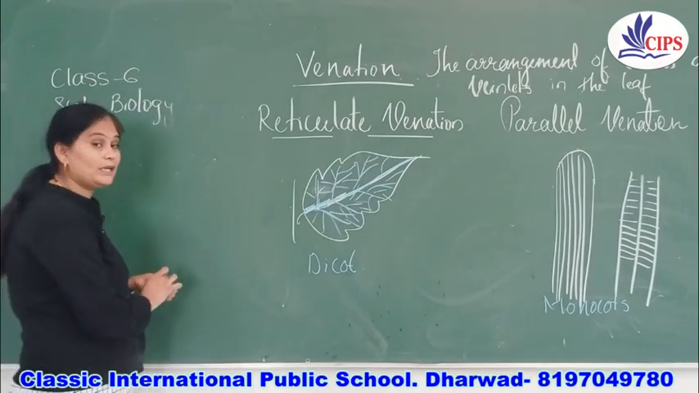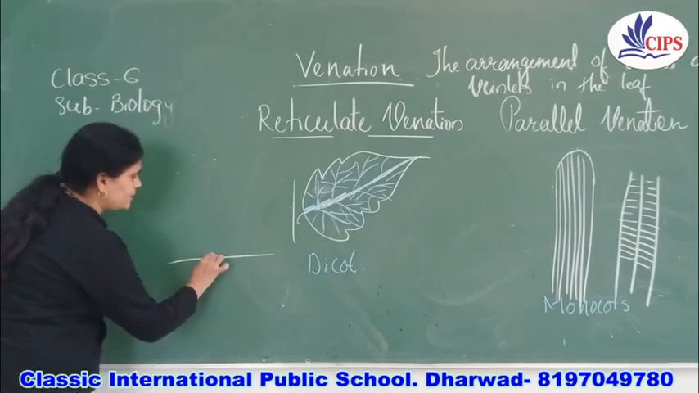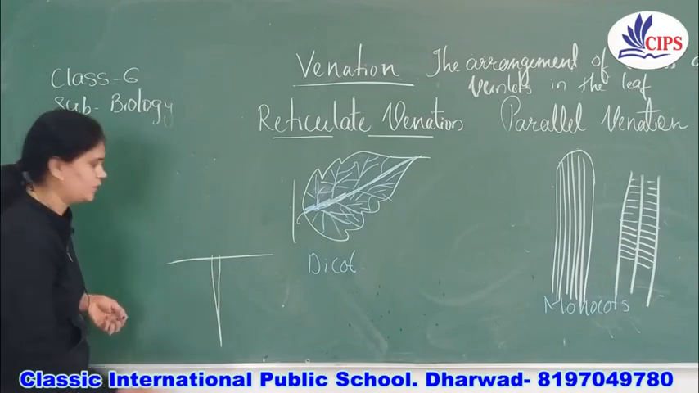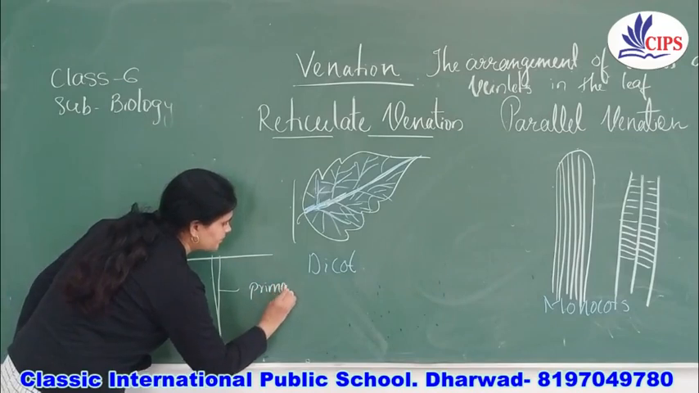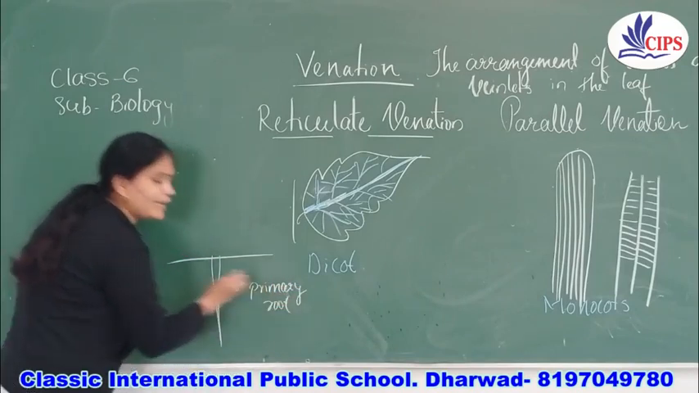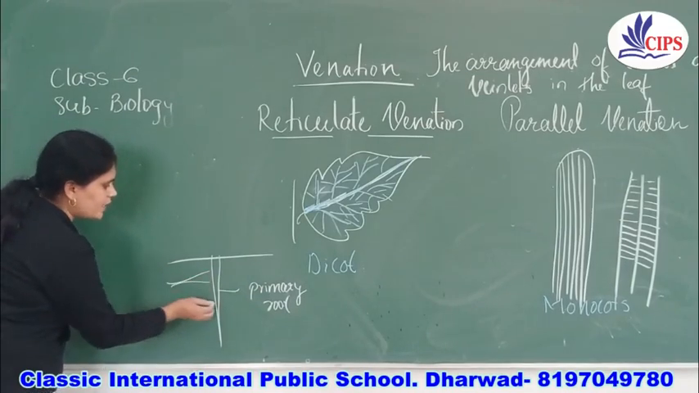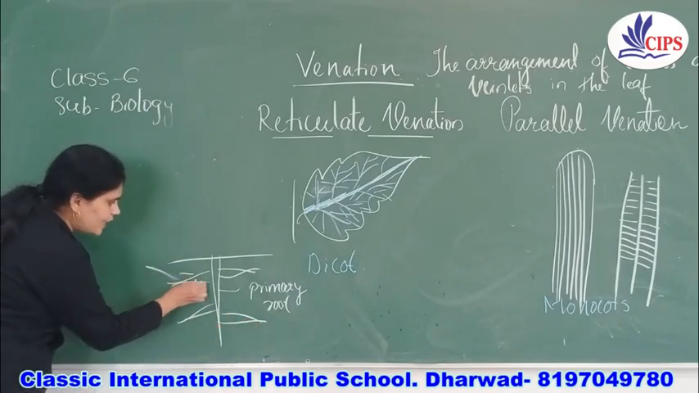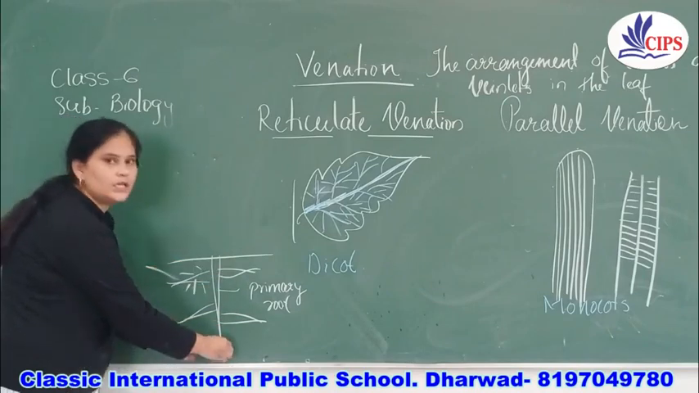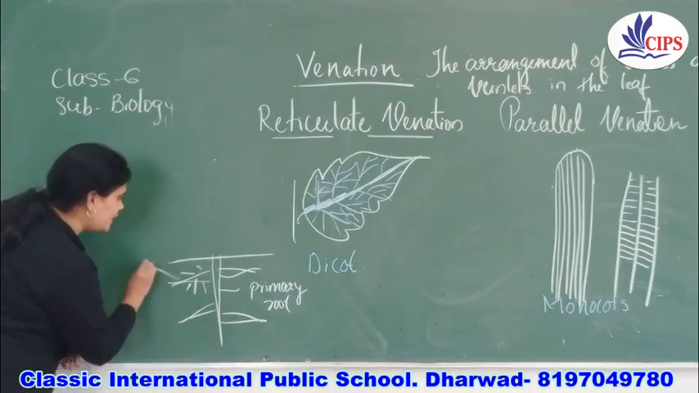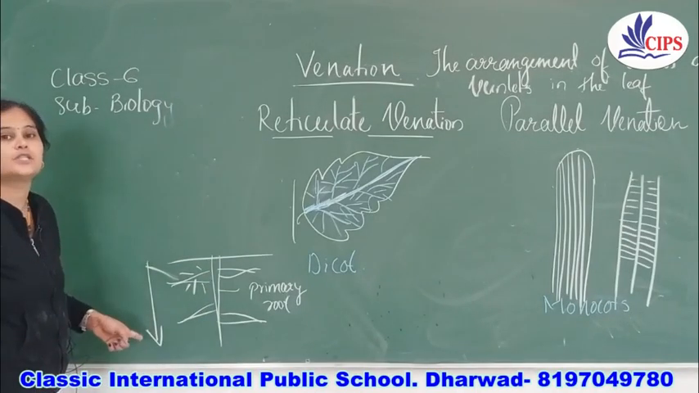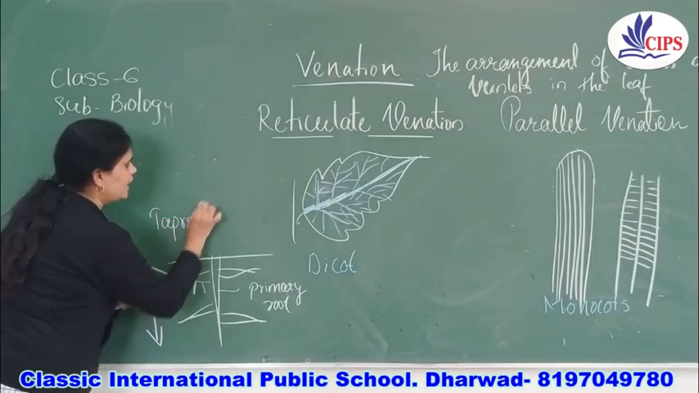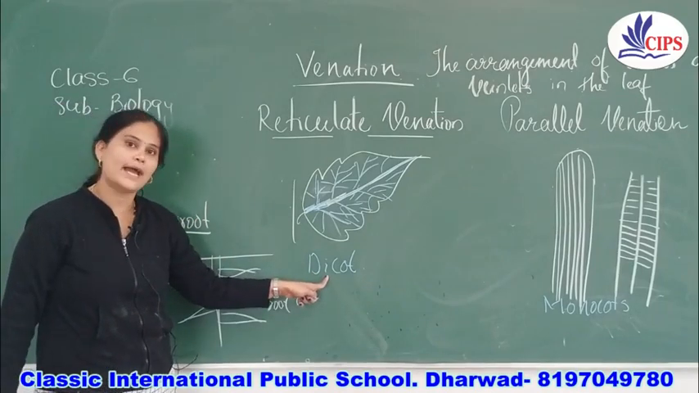I will just explain what the taproot system means. Taproot system means there is a single root, which is called the primary root. To this primary root there are secondary roots, and to these again there are tertiary roots. There is a single primary root, and it goes deep into the soil. Such a root system is called a taproot system, and it is seen in the dicots.